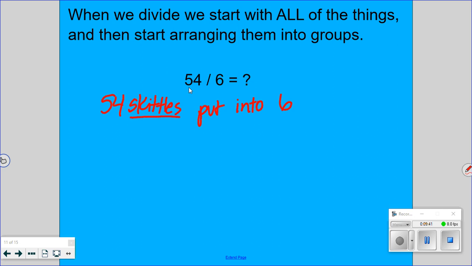Sure. 54 corns into 6 air fryers. I'm going to use piles, but you could use something else.